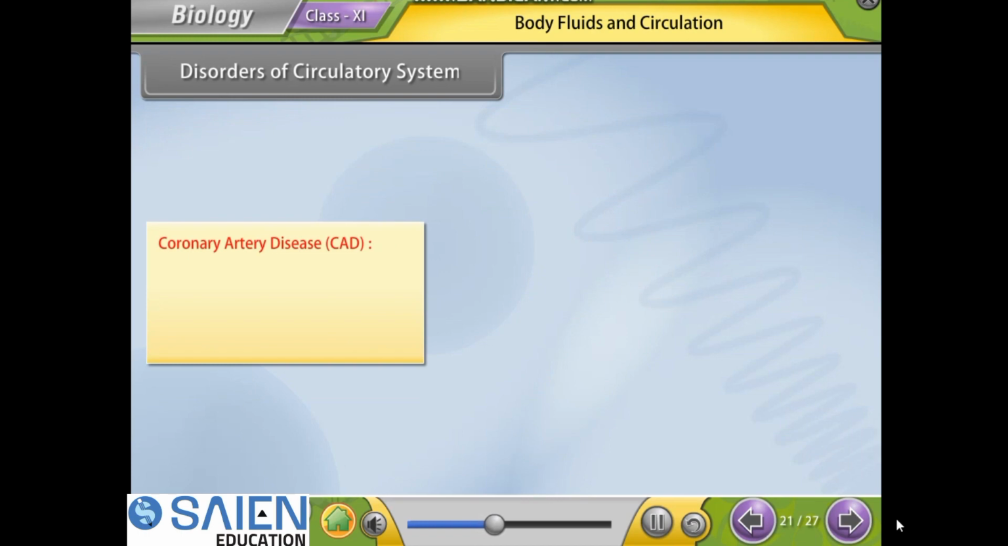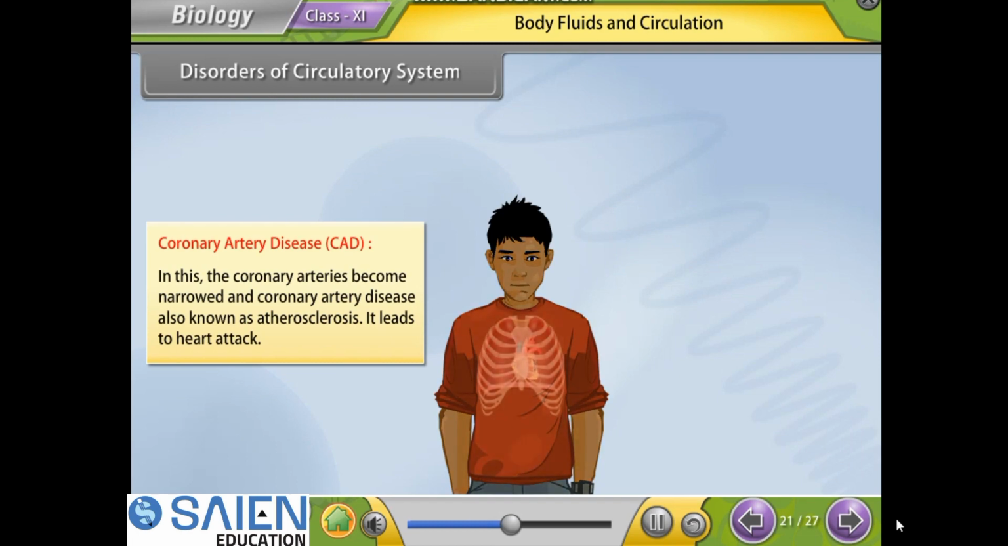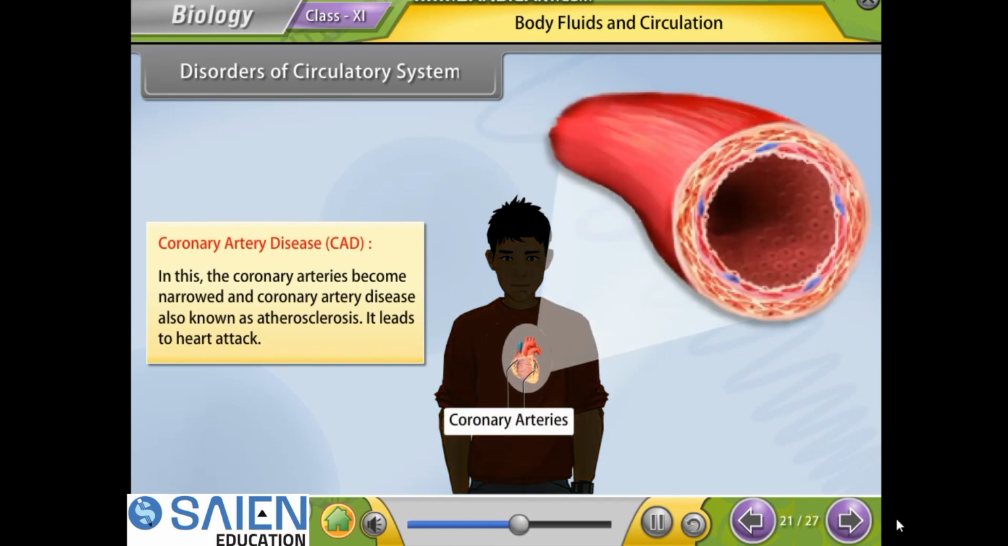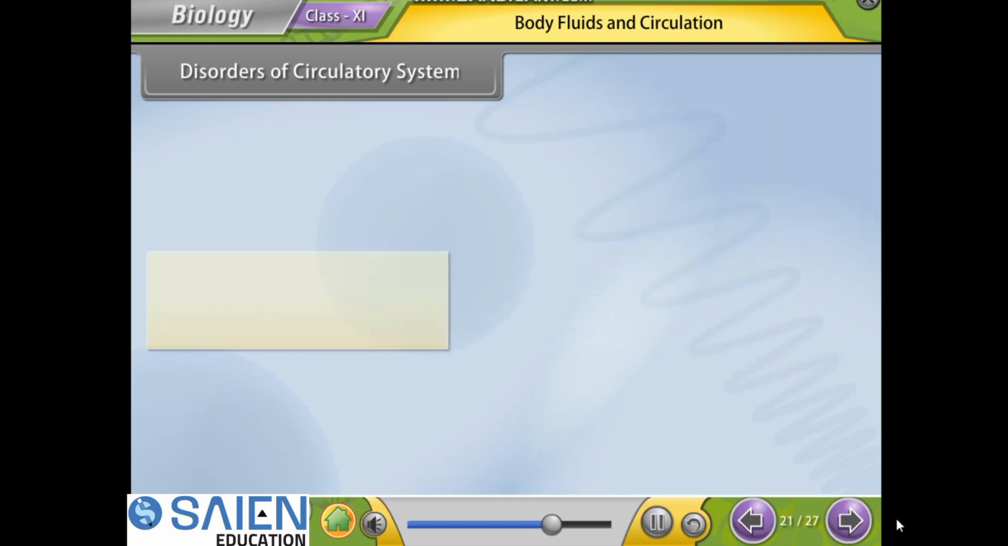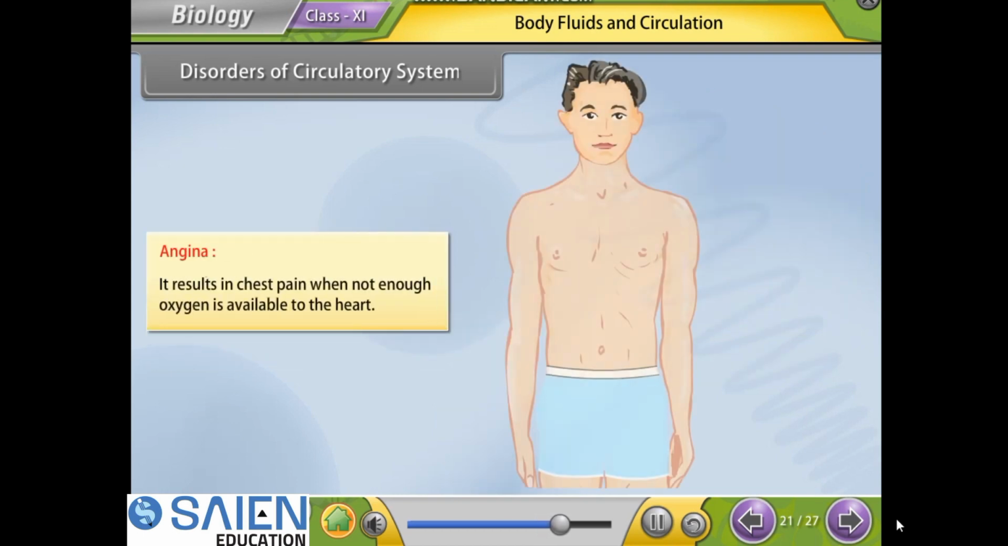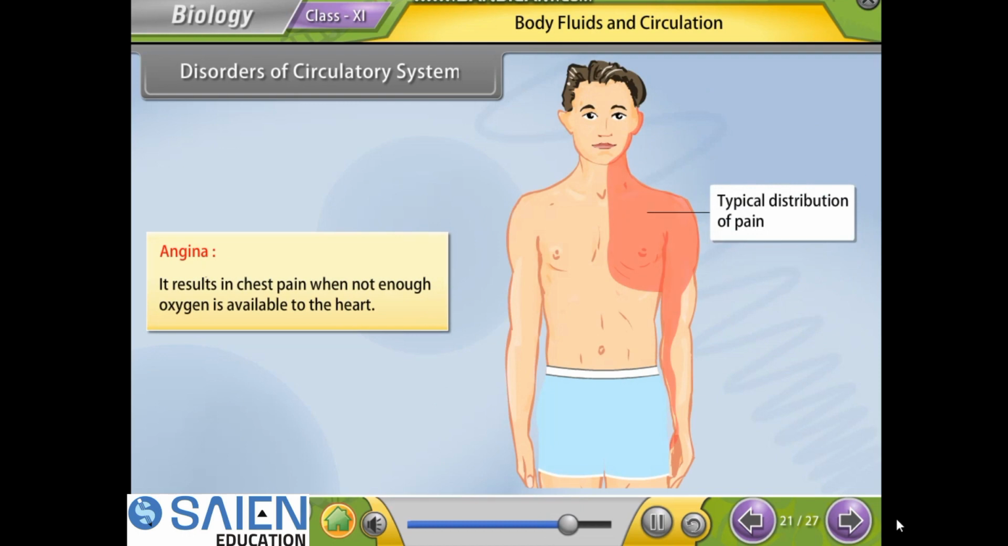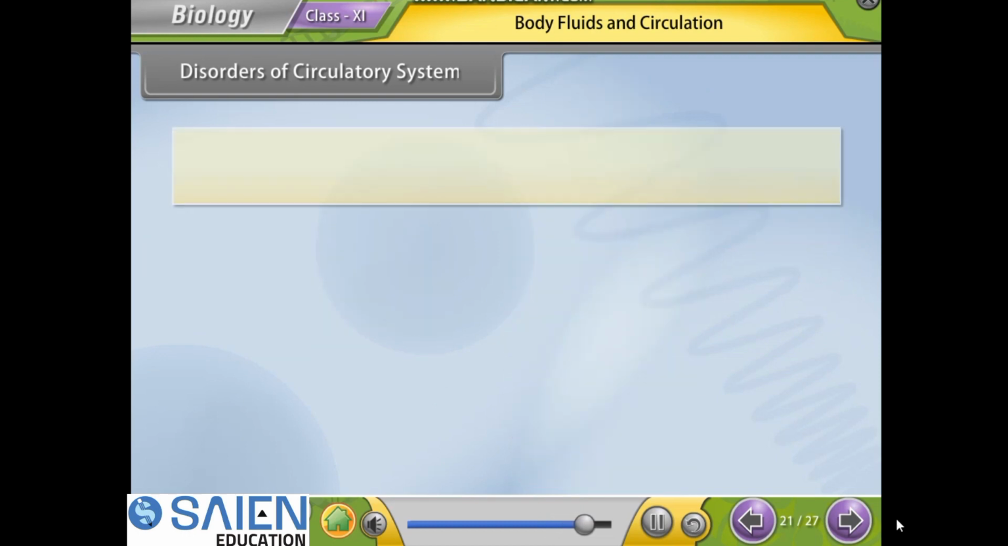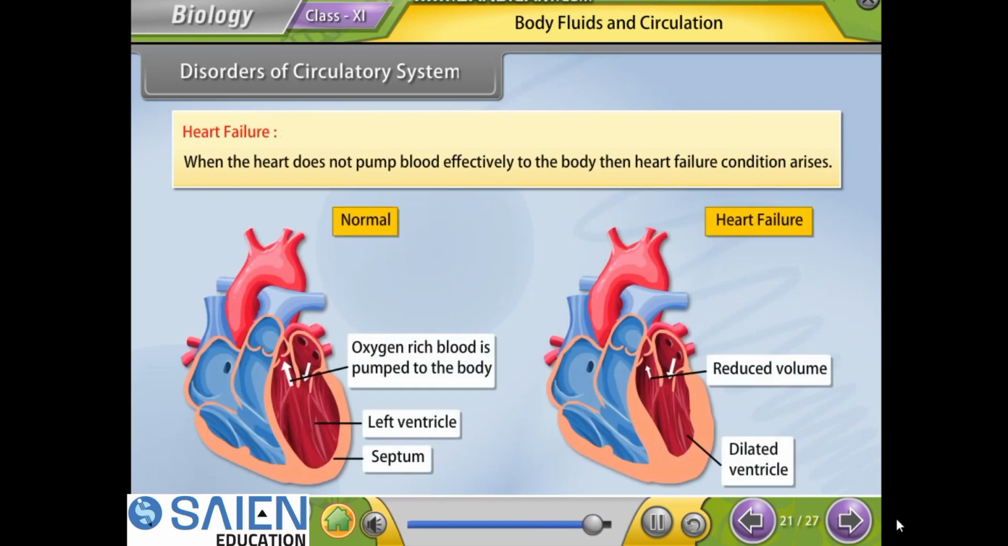Coronary artery disease or CAD. In this, the coronary arteries become narrowed, a condition also known as atherosclerosis. It leads to heart attack. Angina results in chest pain when not enough oxygen is available to the heart. When the heart does not pump blood effectively to the body, then a heart failure condition arises.